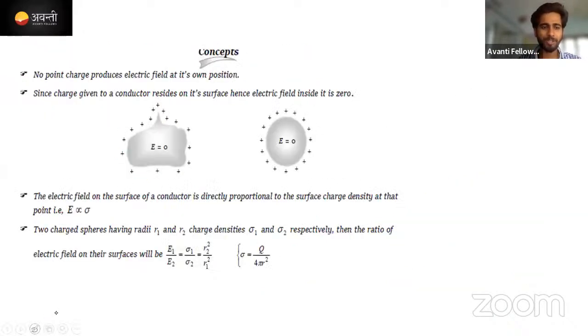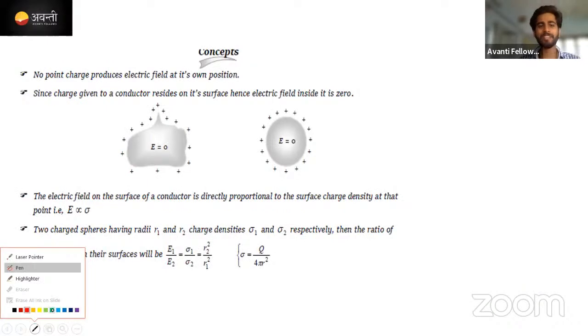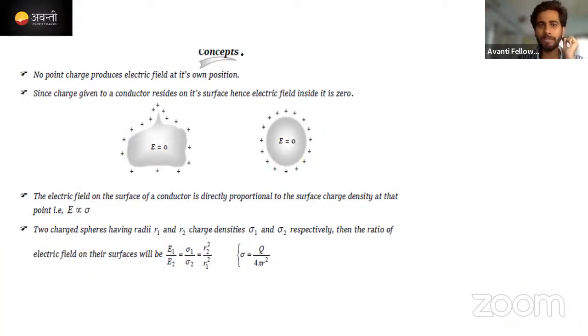इधर concept के साथ थोड़ा समझने का भी चीज है. Okay, concepts क्या है देखो इधर. No point charge produces electric field at its own position. At its own position means मान लो this is charge plus q. We are saying that electric field will emerge from the point charge. Means from this point charge, the electric field lines will be emerging like this in all directions.